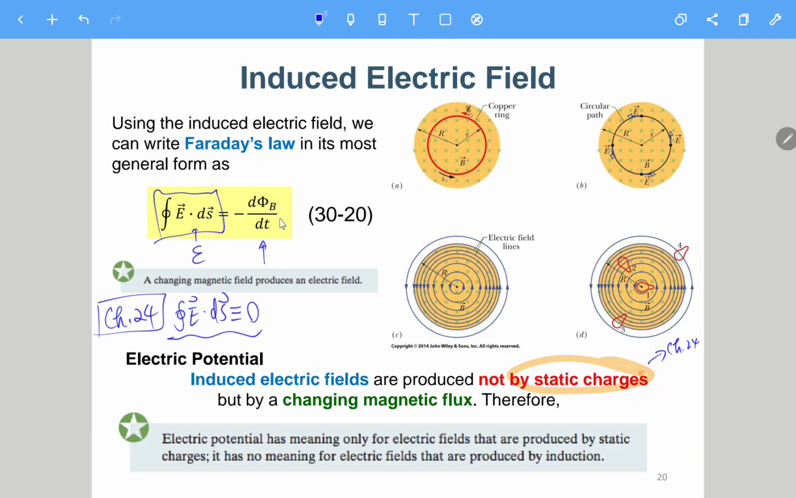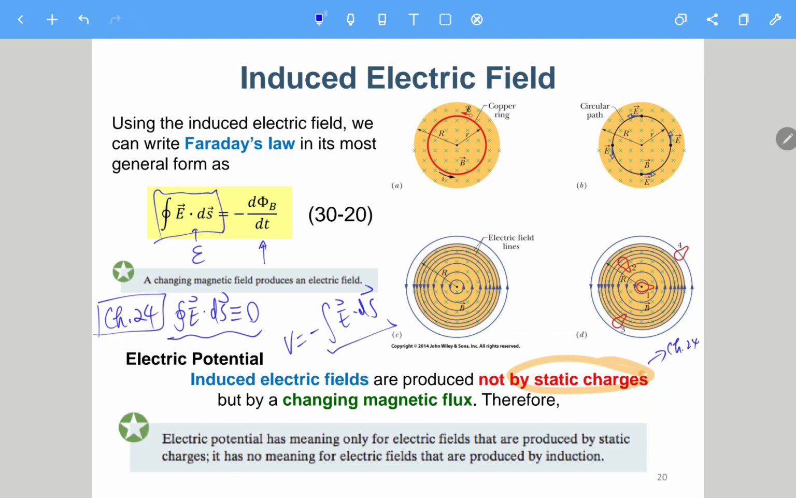But here, as we have a changing B field, this term is not zero anymore. On the left side, this line integral equals negative d phi B dt. If the B field doesn't change at all, then this term will still be zero, but by changing magnetic flux it is not. Therefore, electric potential has meaning only when V equals negative integration of E dot ds. We call this thing electric potential.